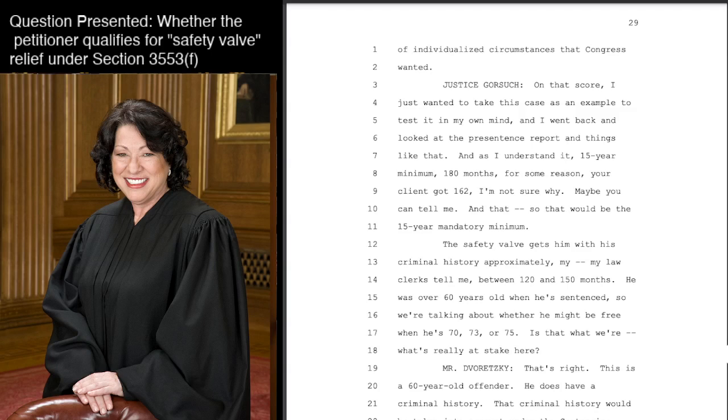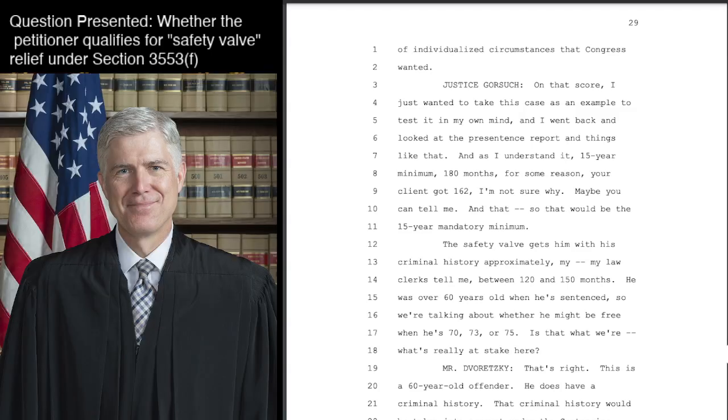On that score, I just wanted to take this case as an example to test it in my own mind, and I went back and looked at the pre-sentence report and things like that. And as I understand it, 15-year minimum, 180 months. For some reason, your client got 162. I'm not sure why. Maybe you can tell me. So that'd be the 15-year mandatory minimum. Safety valve gets him, with his criminal history, approximately, my law clerks tell me, between 120 and 150 months. He was over 60 years old when he's sentenced, so we're talking about whether he might be free when he's 70, 73, or 75. Is that what's really at stake here?